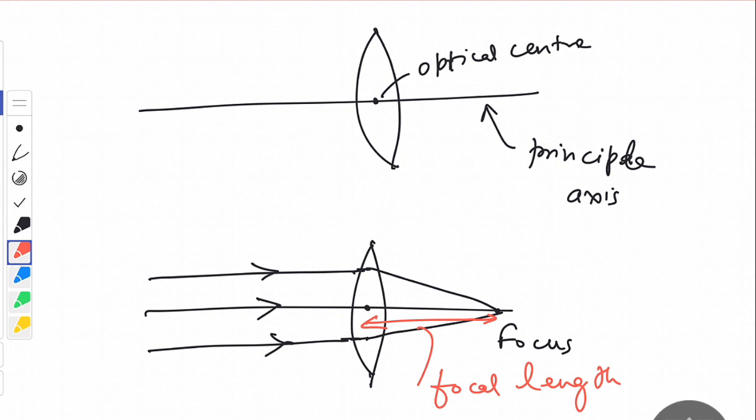I will ask you questions. Don't worry. Right now, I know what you're saying. What Rohit is saying is correct, and what you guys are saying is correct. But I need to give you some basic idea. Then I'll ask you questions. Okay. So here we have parallel rays coming, and they meet at this point, which is called focus. Right.